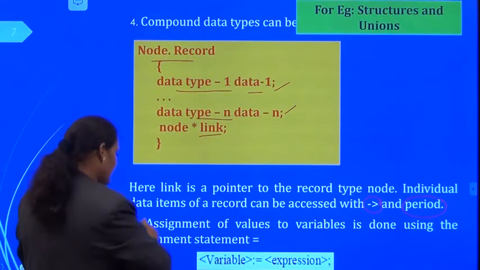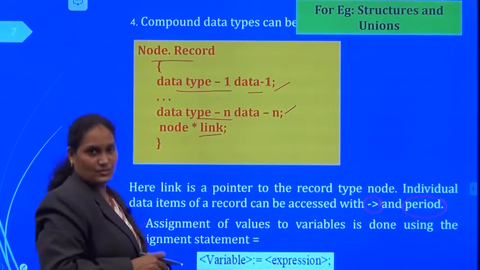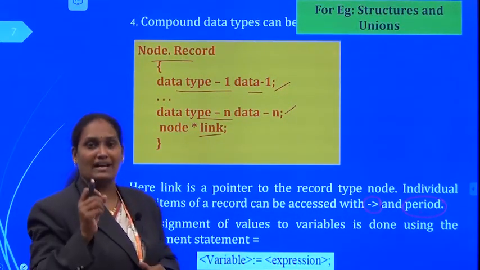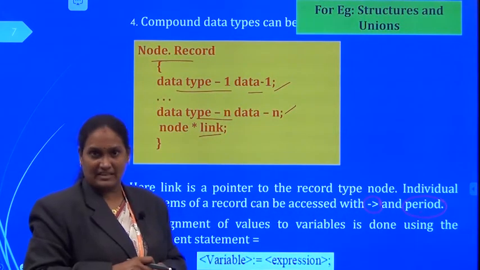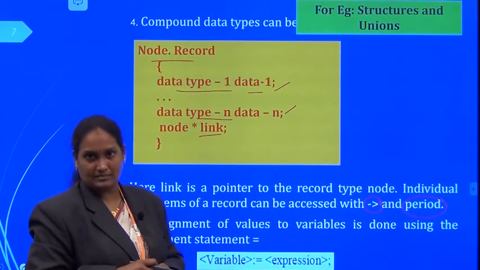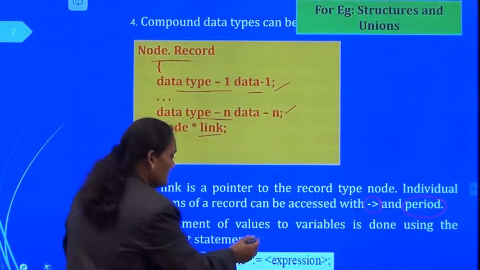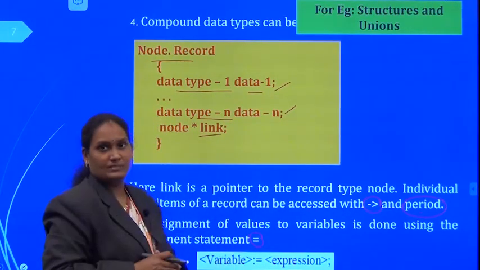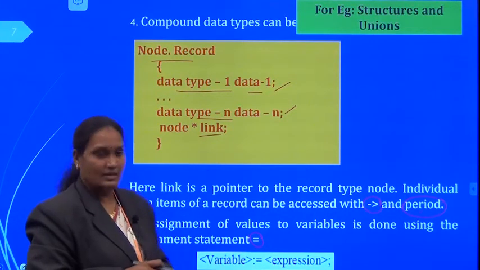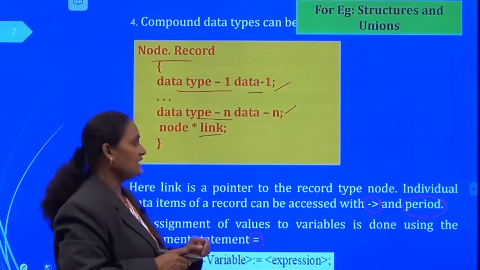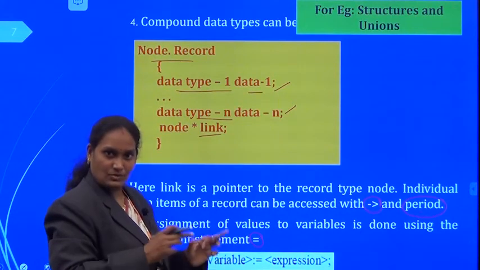Next, 5. Assignment of values. Assignment of values to variables can be done by using the assignment operator. What is the assignment operator? Just a single equal sign. By using this assignment operator, we can assign values to variables.